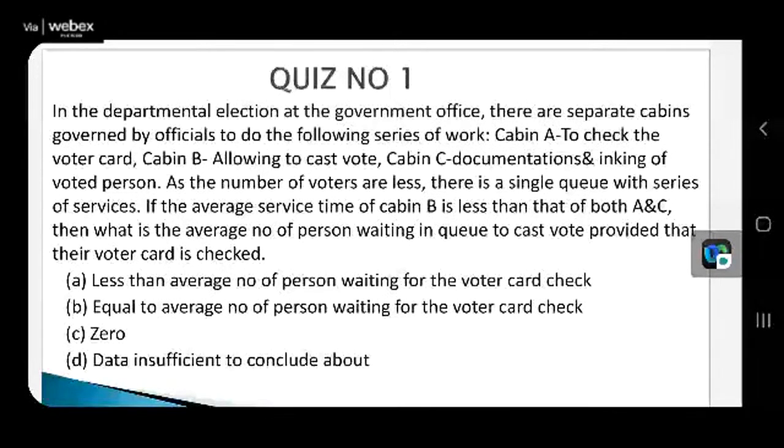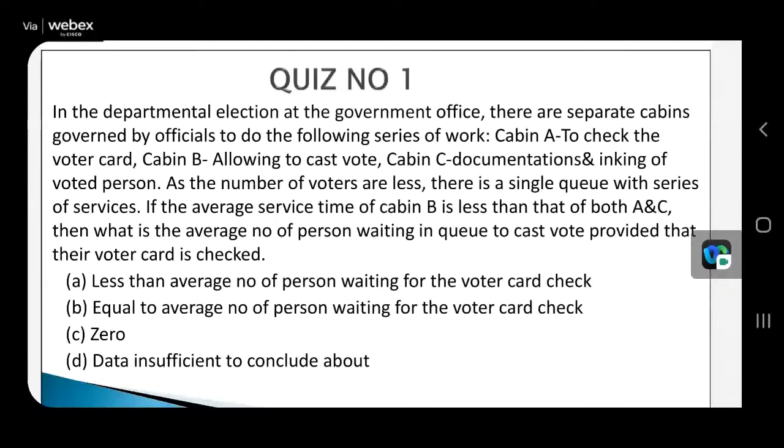Then what is the average number of persons waiting in the queue to cast a vote, provided that their voter card is checked? Now you assume that for some persons, the voter card is already checked. You are given four options: less than the average number of persons waiting for voter card check, equal to the average number of persons waiting for voter card check, zero, or data insufficient to conclude.